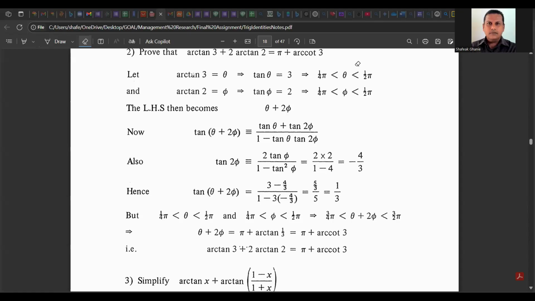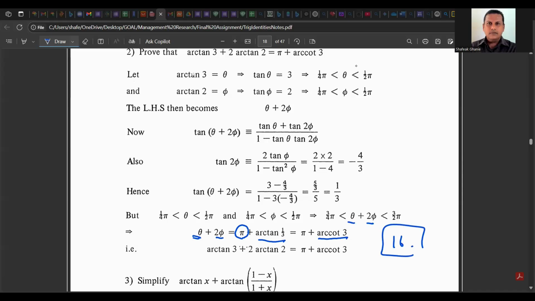Just to clarify, just note here that theta plus 2 phi is equal to arctan of 1/3, which is the same as arc cot 3. You want to know why we have this phi added here. The reason is that theta plus 2 phi is not an acute angle. Arctan of 1/3 is around 16 degrees or something, right? Which is not in this range.